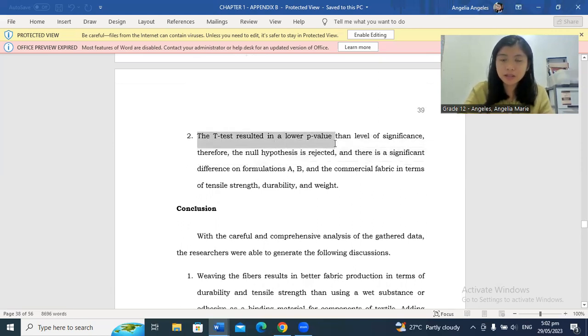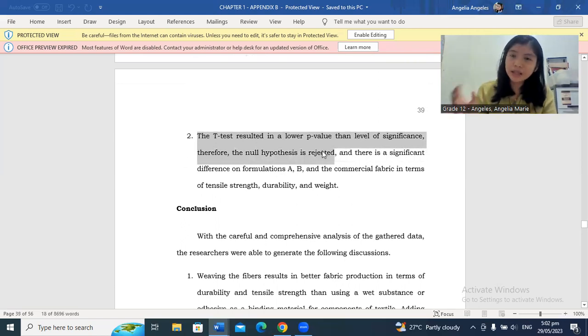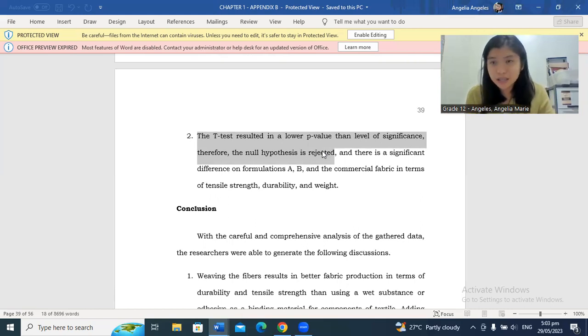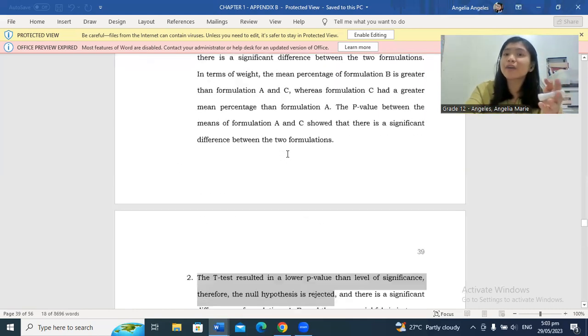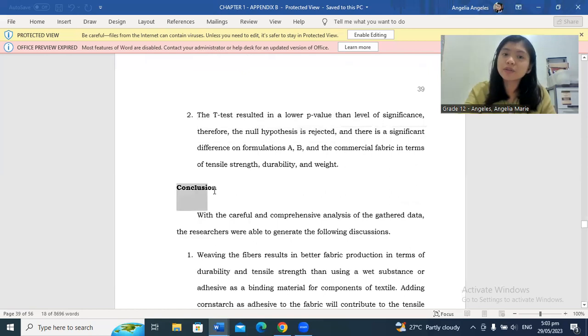The t-test resulted in a lower p-value than level of significance. Okay, so ibig sabihin daw, yung tatlong testing procedures natin, yung tatlong categories na yun, nag-result siya into a lower p-value than the level of significance. Ibig sabihin that the null hypothesis is rejected and there is a significant difference on formulation A, B, and C. And therefore, ito na, ano ang ibig sabihin ng mga findings na ito? So that will be answered in our conclusion.